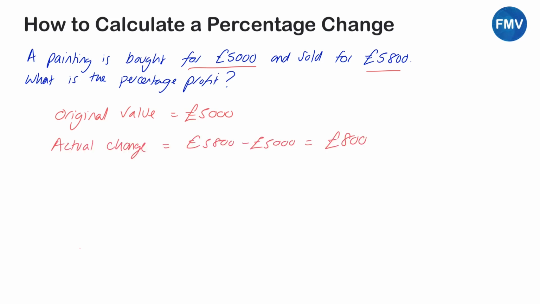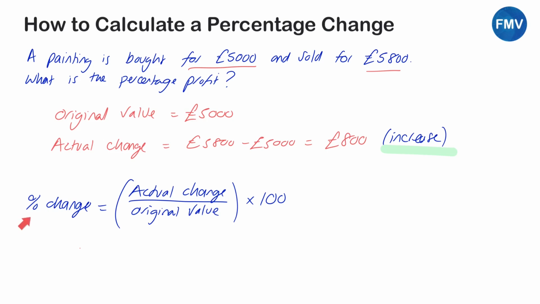It's really important though to recognise that this is an increase, because when we discuss percentage change we tend to put at the end whether it's an increase or a decrease. So we've got two key pieces of information here, and they are the only two key pieces of information we actually need. We need to know the original value and we need to know the actual change. And if we've got that, we've got a little formula that we can use to calculate this.